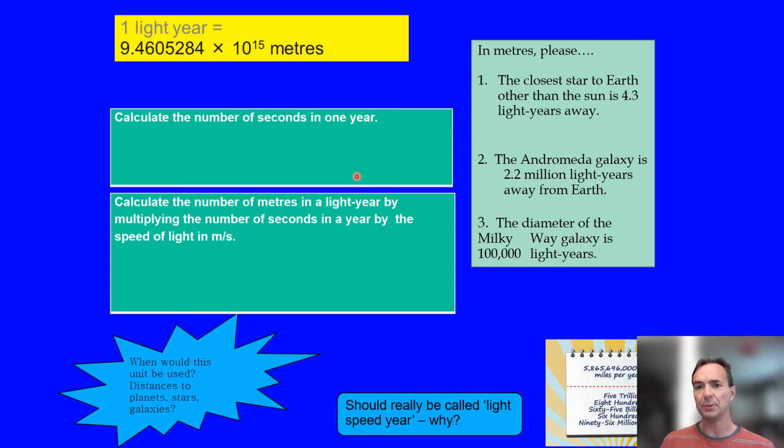The closest star to Earth, other than the Sun, is 4.3 light years away. Convert that to meters. There it is. I think then you can get the light year measurement.